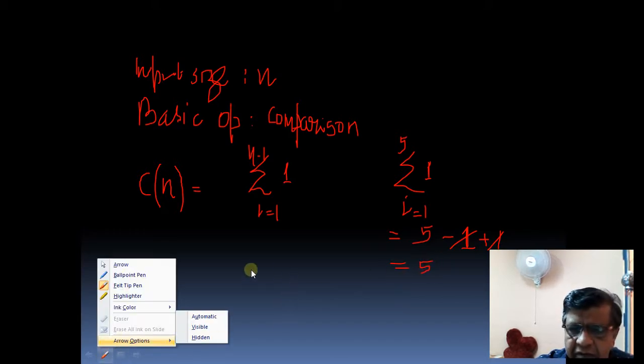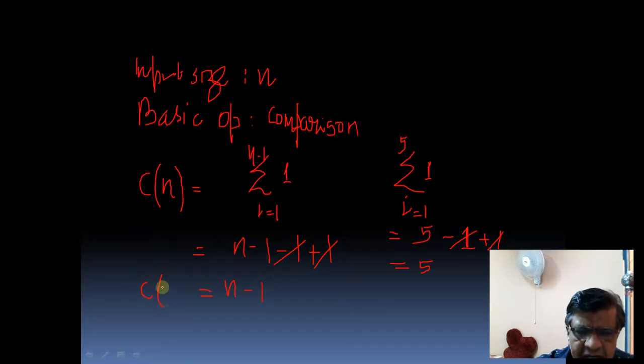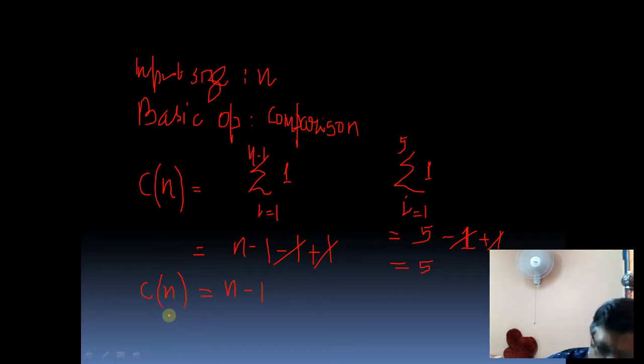Therefore, with the same analogy, we will bring the same technique over here. The upper limit is n minus 1, the lower limit is 1: n minus 1 minus 1 plus 1. This 1 and this 1 will get cancelled, and we will be left with n minus 1. Therefore, C(n), the time consumed by the algorithm in terms of the basic step, executing the comparison repeatedly, is equal to n minus 1. Therefore, the higher order term here is n.